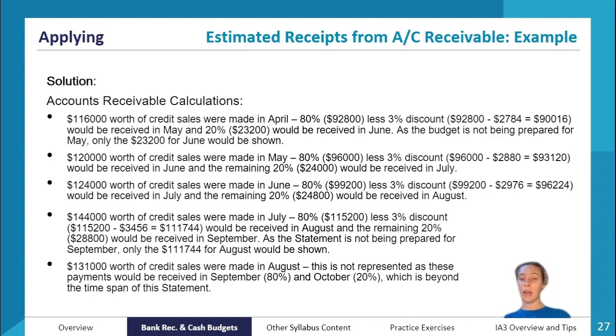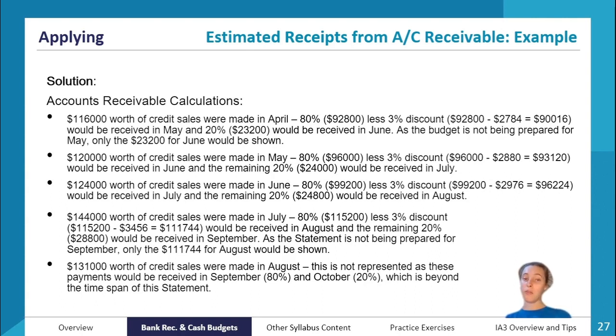And so we factor that in by subtracting that because we're not going to be getting that money. So we end up with a figure of 90,016, and that is going to be received in May. So the sales were in April, but we were looking at the month following with that 80% and 3% information. And then 20% would be received in June. So 23,200 was our 20%.